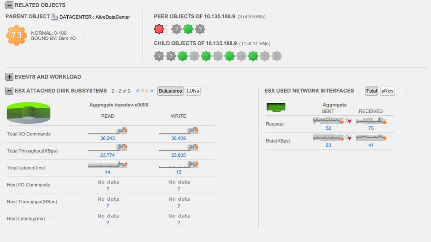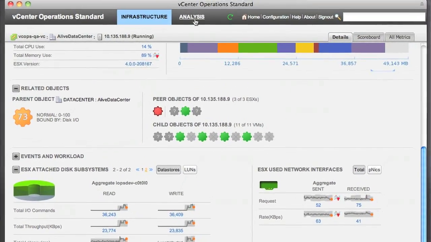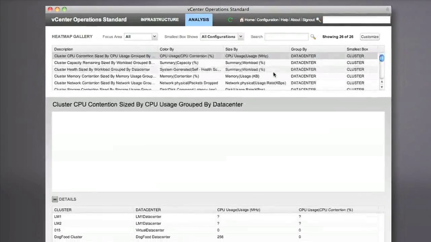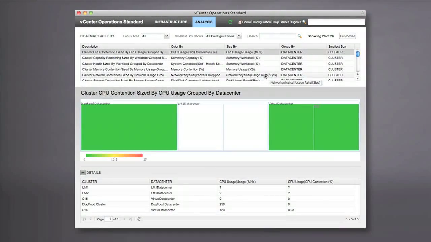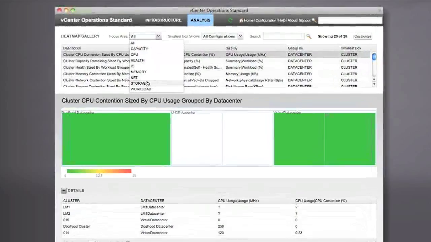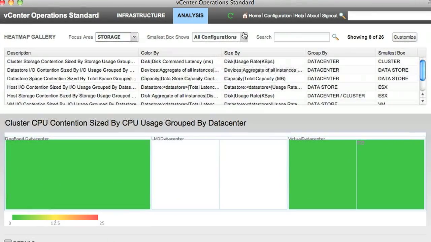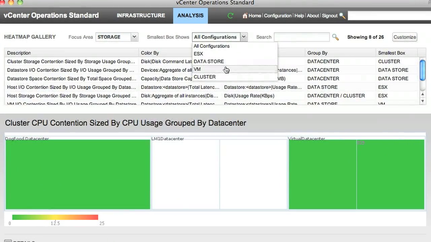Let's switch over to the Analysis tab. The Analysis tab shows us information at an aggregate level, looking at your entire data center. And it allows you to customize all these views such that you can break down data in a whole spectrum of different ways. Let's take a look at our storage. Specifically, let's see what VMs are contributing to our storage load.